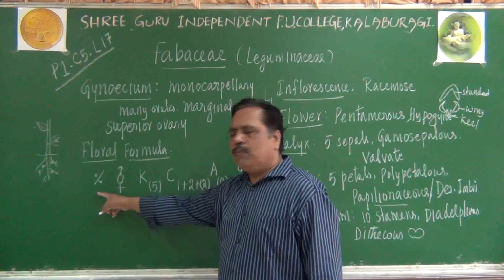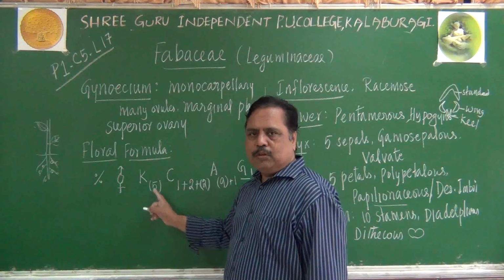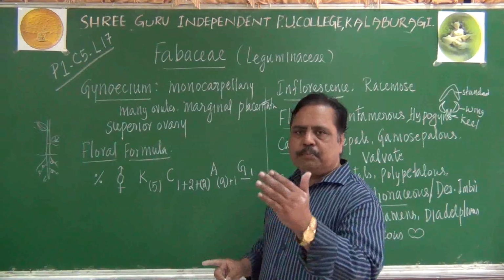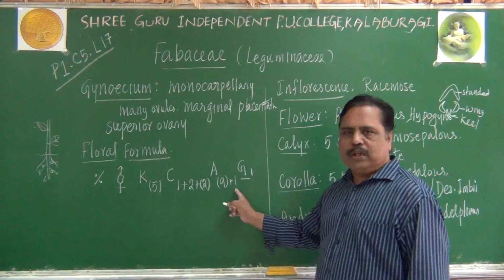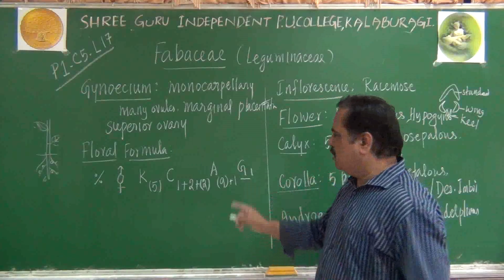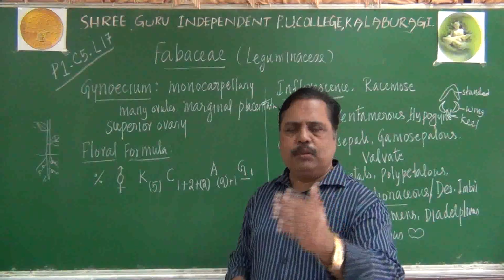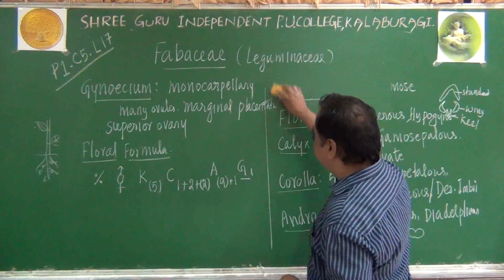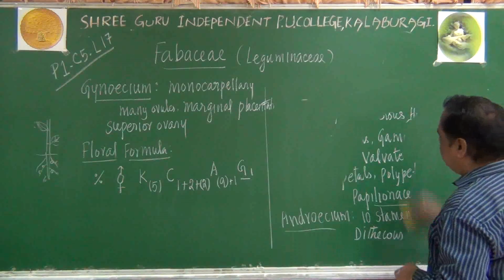It is a zygomorphic, bisexual, pentasepalous or gamosepalous, 5 sepals, 5 petals arranged in papilionaceae, and androecium contain 9 plus 1 arrangement of stamen. 9 stamen in one bundle, 1 stamen separately. Gynoecium is superior ovary. Let me come to the floral diagram for this Fabaceae. The next part is regarding the floral diagram.